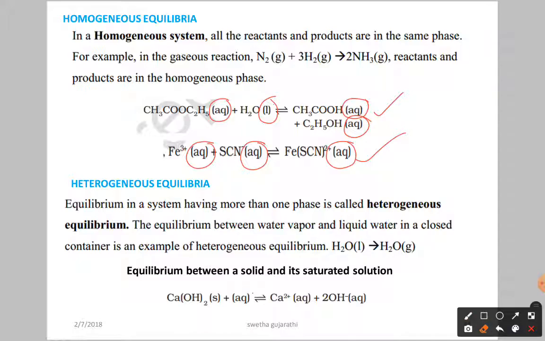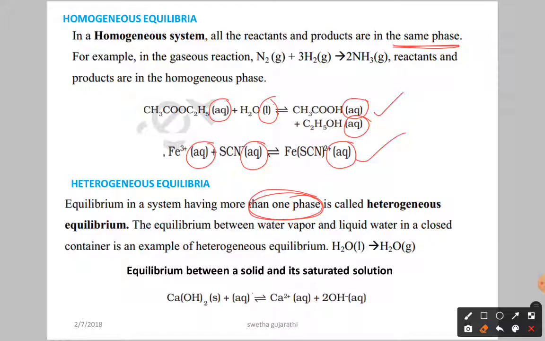Now let us see heterogeneous equilibria. What does heterogeneous equilibrium mean? It is equilibrium in a system having more than one phase. In the case of homogeneous we have the same phase, but here we have more than one phase, which is called heterogeneous equilibrium. For example, the equilibrium between water vapor and liquid in a closed vessel is an example of heterogeneous equilibria.